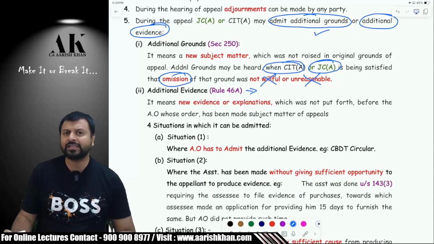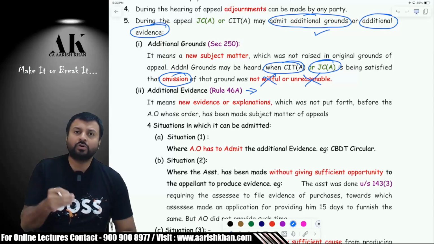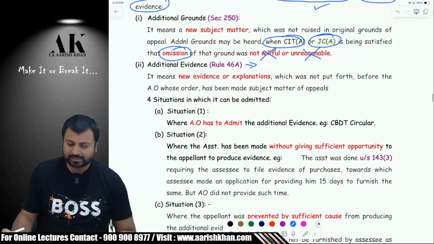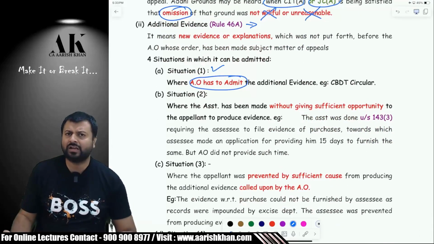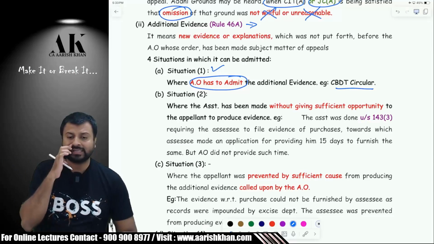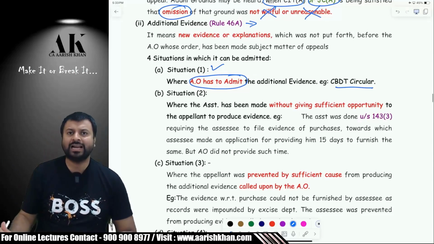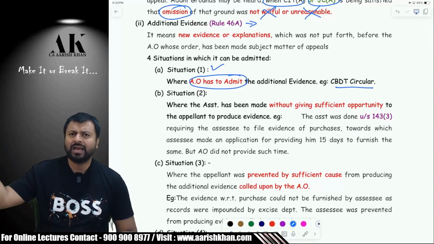Now, as per the income tax law, there is one rule, rule 46A, which allows you to give additional evidence under 4 circumstances. What is circumstance number 1? Where the AO has to admit the additional evidence. It means there was some CBDT circular which is in my favor and the AO did not consider it. So the AO did not consider that CBDT circular, so I will give it to the CIT appeal as additional evidence and he will accept it.